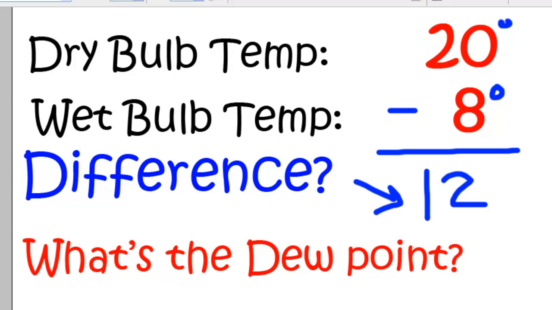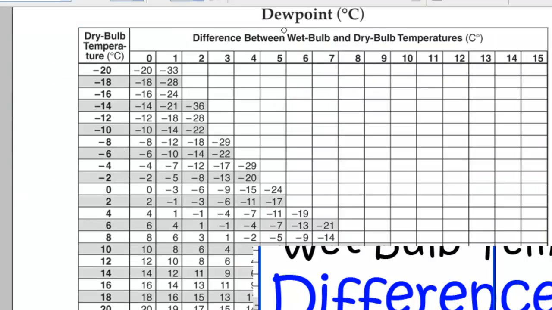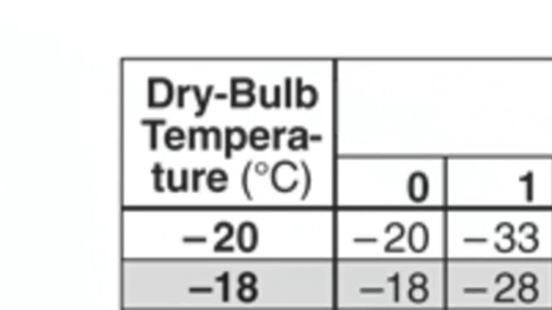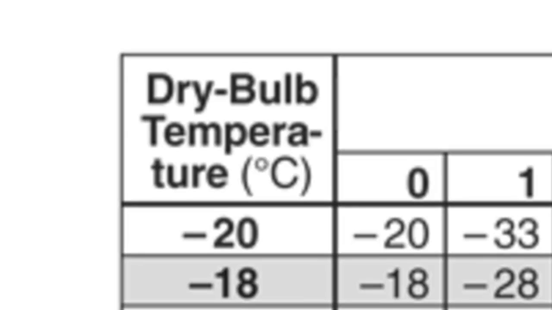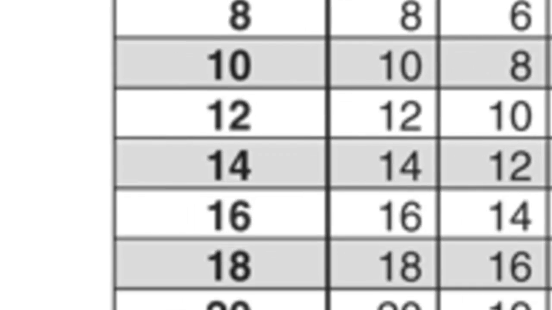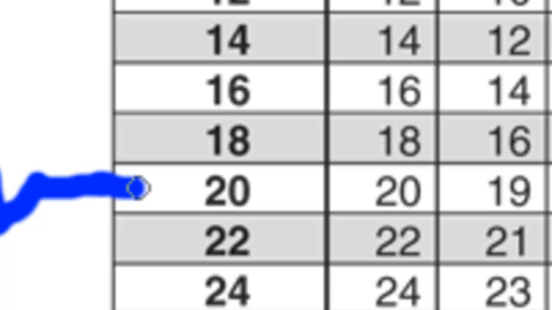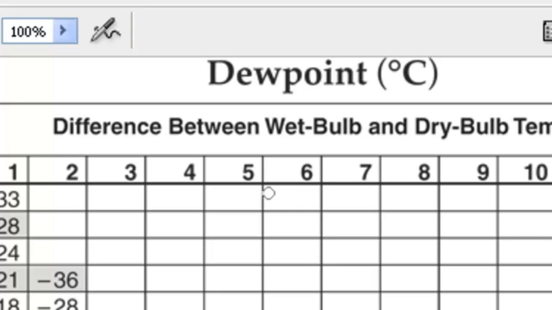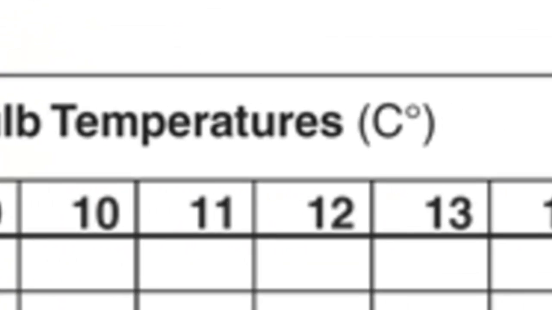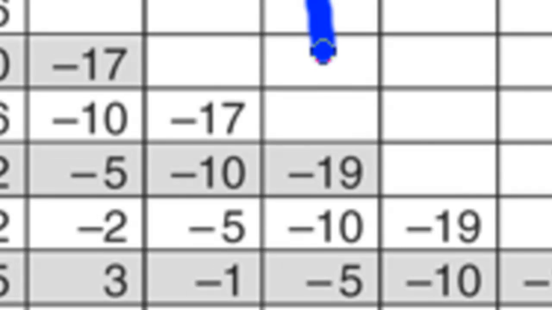So now how do we get the dew point? Let's take a look on page 12 of our earth science reference table, and I can see that on the left column we have the dry bulb temperature. And when we work our way down, I can see that 20 right here is going to be our starting point. And I know that the difference is 12, so I'm going to look back up at the top, and I see that 12 is right here, and then I'm going to work my way down.